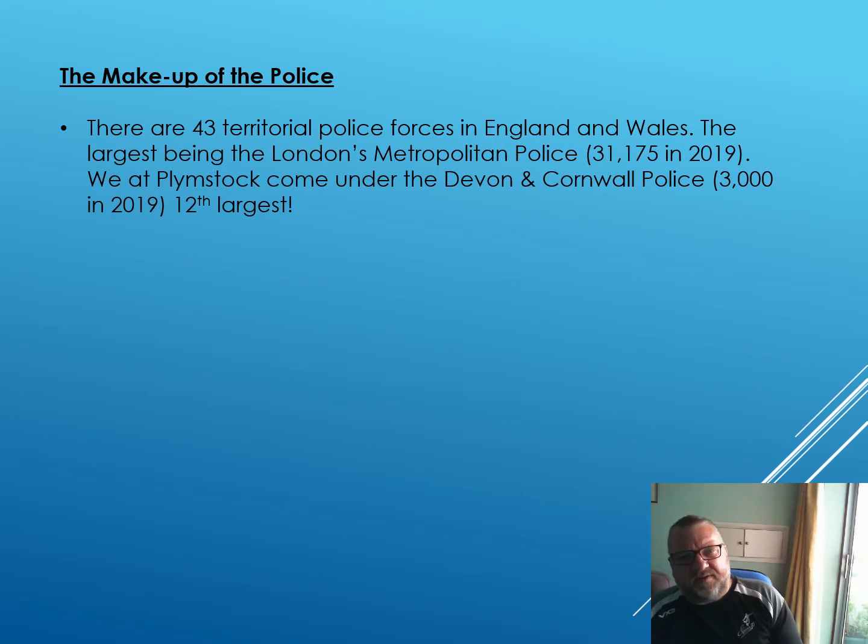That's got 31,175 officers as of 2019. Now at Plymstock we would come under Devon and Cornwall Police. There are about 3,000 police in 2019, and that's the 12th largest force in the country.